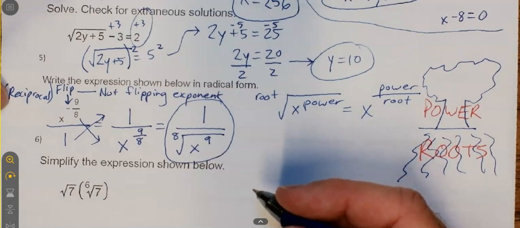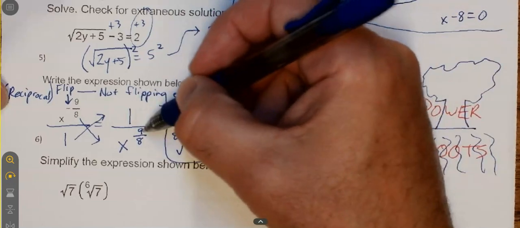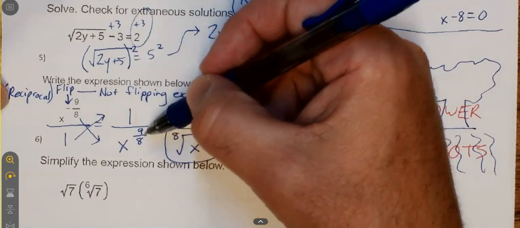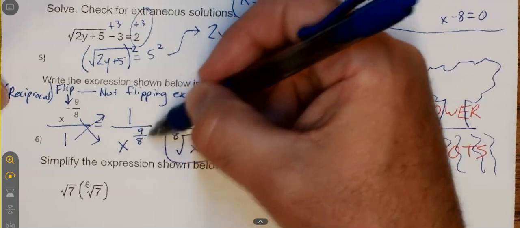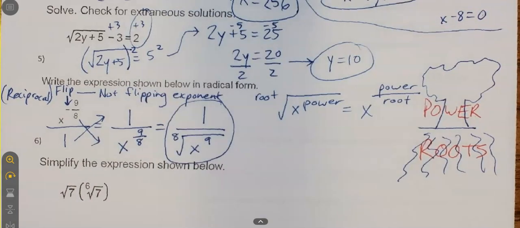Yes? I don't want people to put 8 over 9. I don't want them to think that this fraction up in the exponent changes to 8 over 9, because that's not what's happening. It's the part at the bottom and the top are the ones that are switching, not the exponent of the variable.